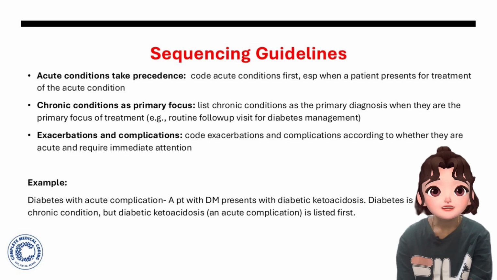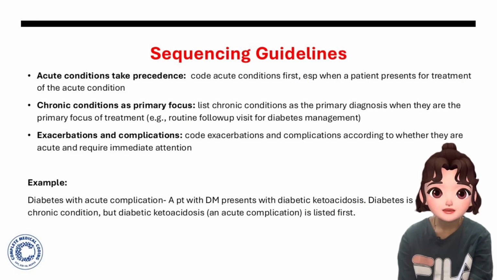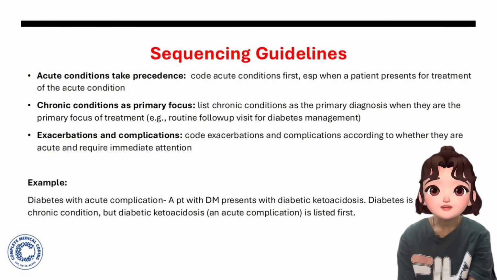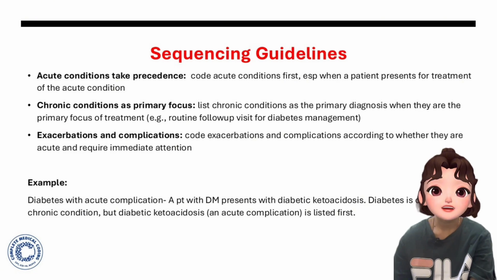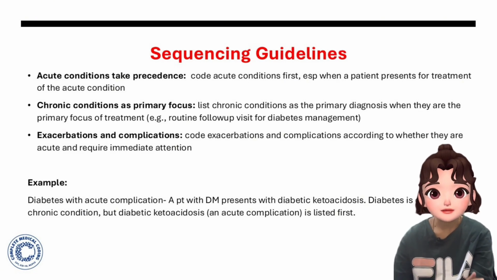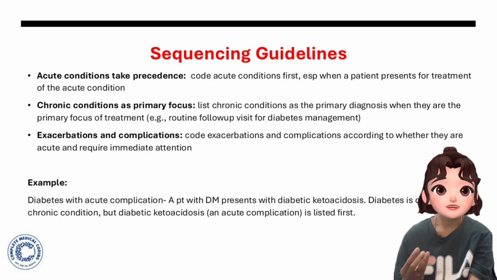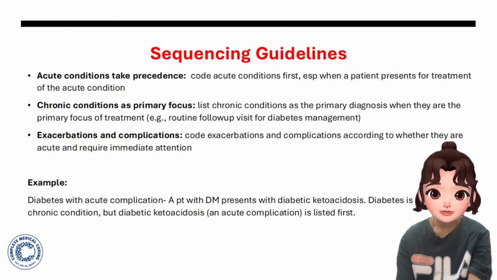Now, exacerbations and complications. When should we code exacerbation and complication as the primary? Code exacerbations and complications according to whether they are acute and require immediate attention. So, whichever needs immediate attention has to be coded first. In case of complications, whichever treatment requires immediate attention. For example, a burn case requires immediate attention, right? So, in such cases, you have to code that as the primary diagnosis.